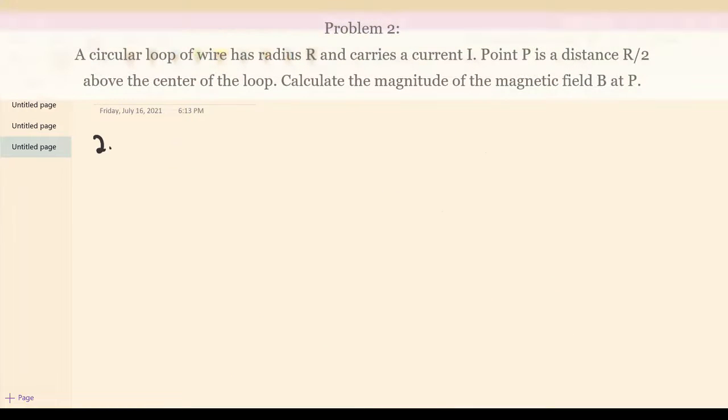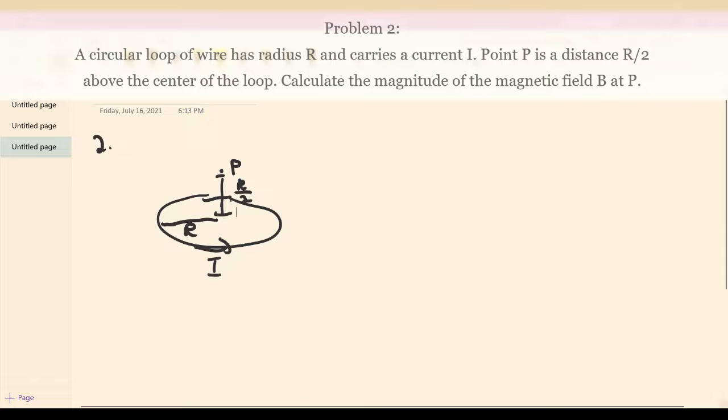The problem is that there is a loop of wire like this that has a current I in it, and it has radius r. There is a point P above, and this distance is 1/2 r. We want to find the magnitude of the magnetic field B at point P.